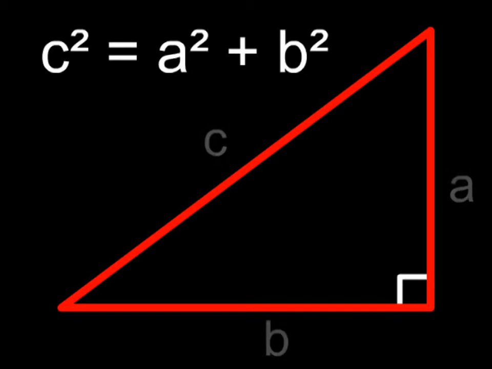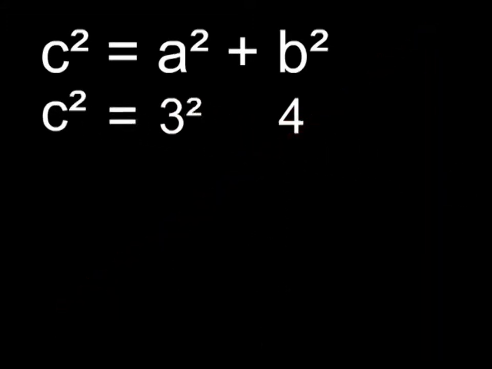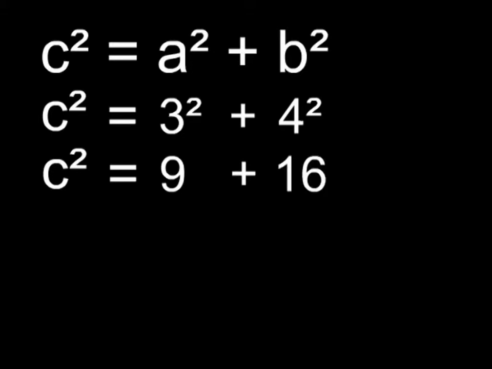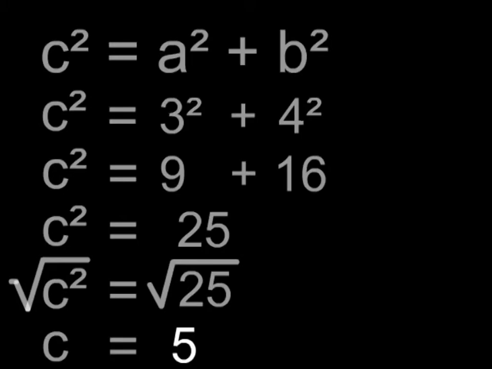For example, suppose we know the length of a triangle's legs and want to determine the length of the hypotenuse. We'll plug our known values into the equation. Next, they're squared, which just means you multiply each number by itself. Those intermediate results are added together. To finalize the calculation, we'll take the square root of both sides of the equation, yielding the length of the hypotenuse.